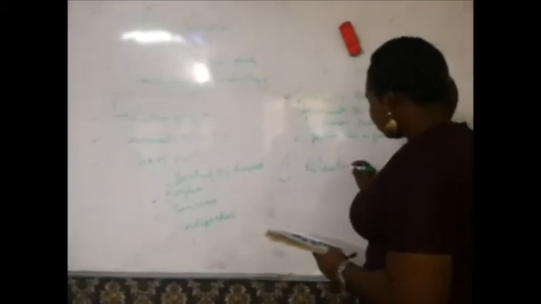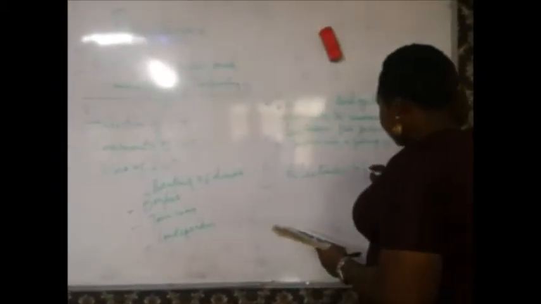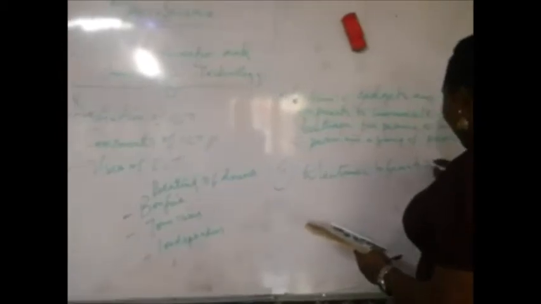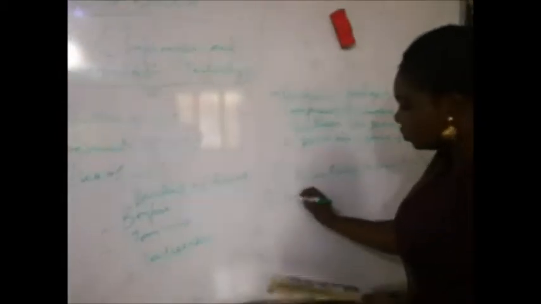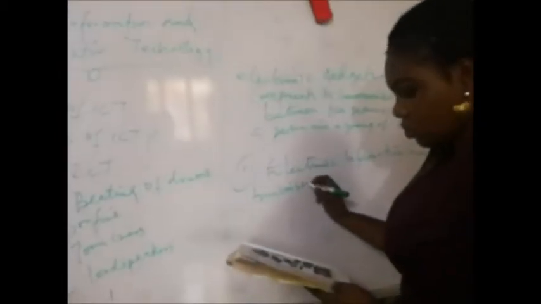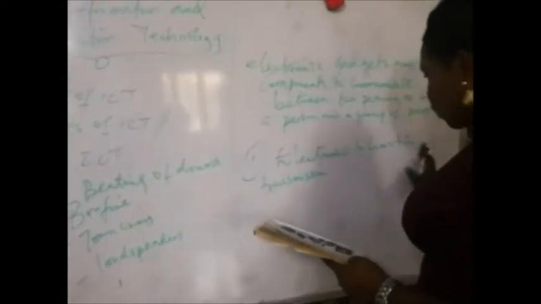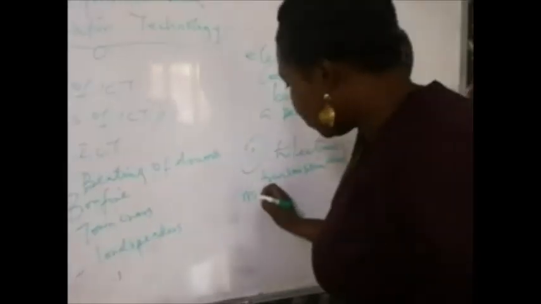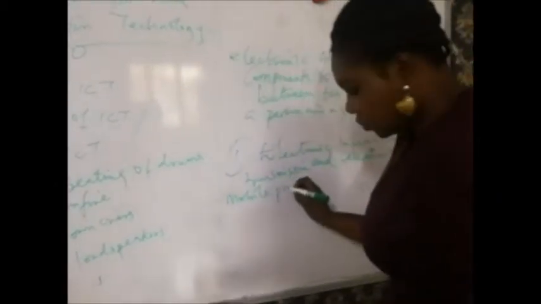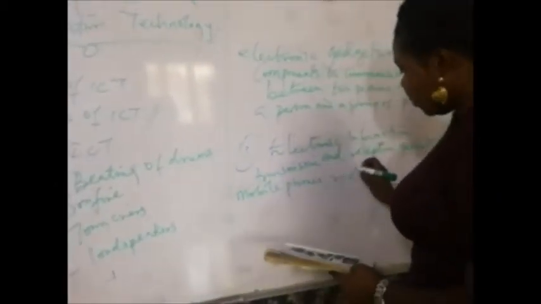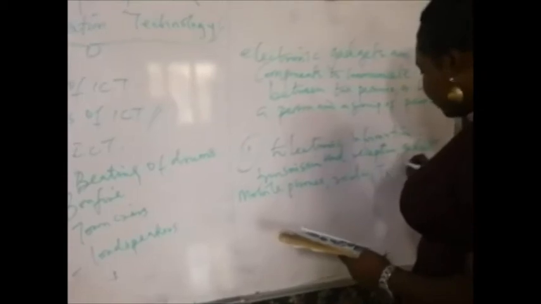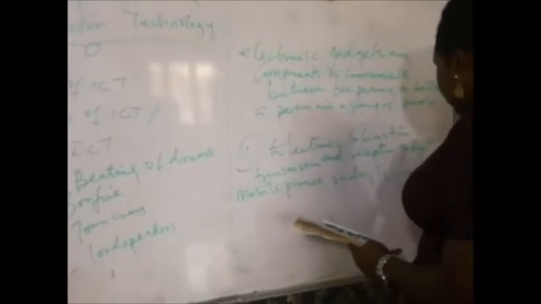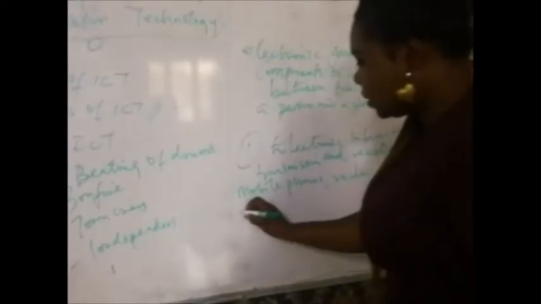electronic information transmission and reception gadgets. Examples of these gadgets are your mobile phones, your radio, your television, fax machines, etc.